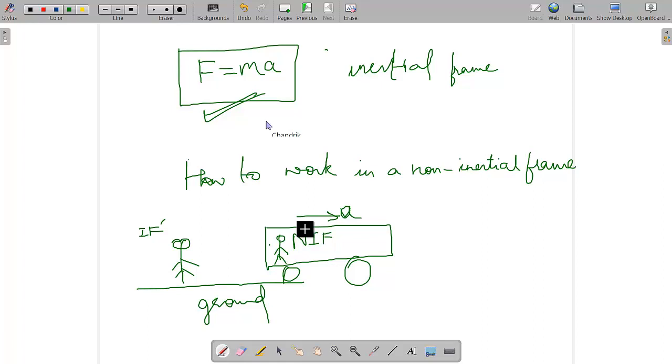Acceleration may be differing, but it should not be constant velocity. If it is a constant velocity, then your body is still an inertial frame only. Understood? See, if it is a constant velocity, then it is an inertial frame.